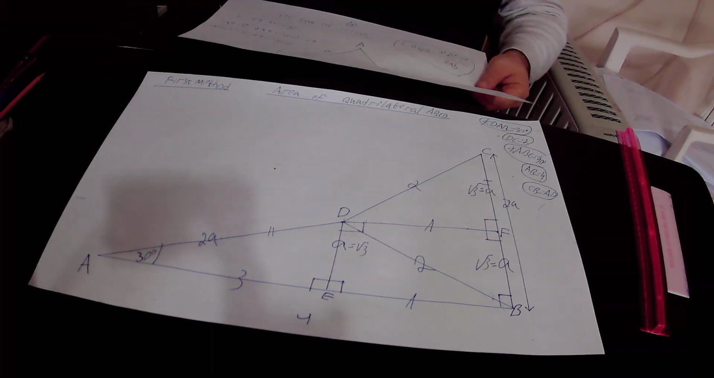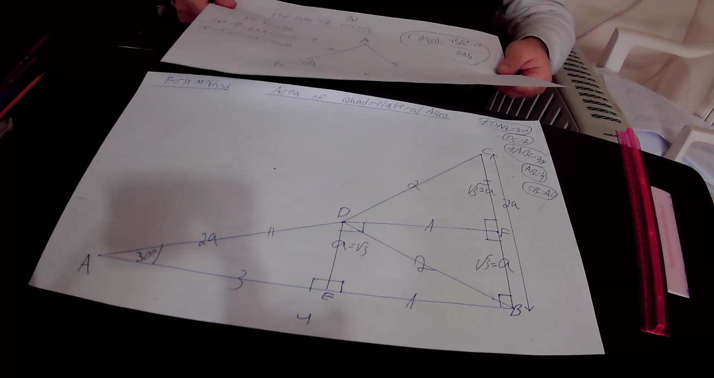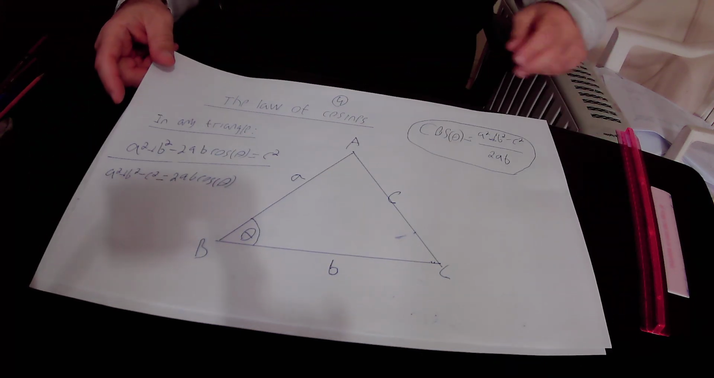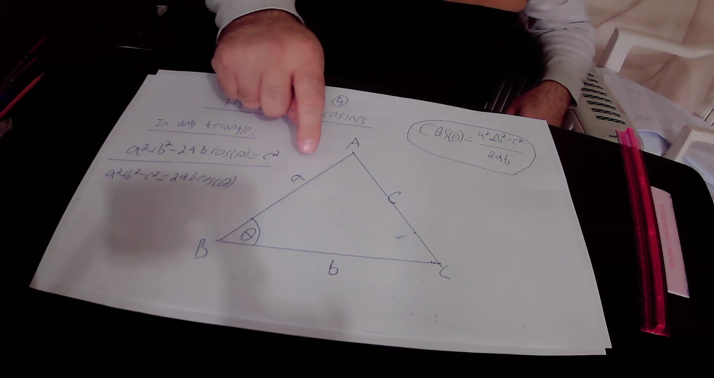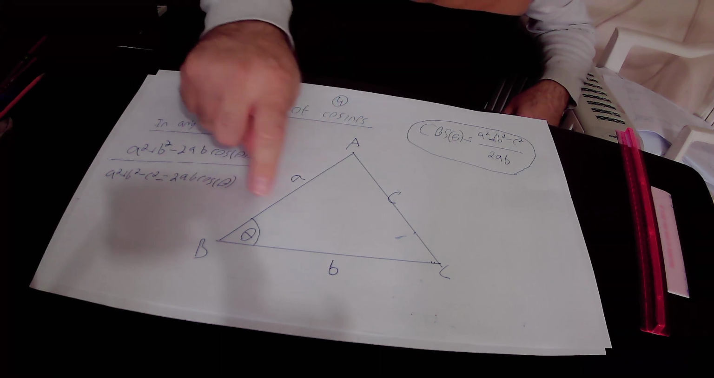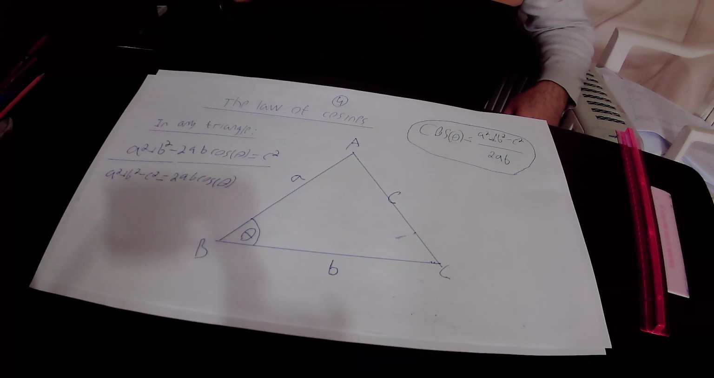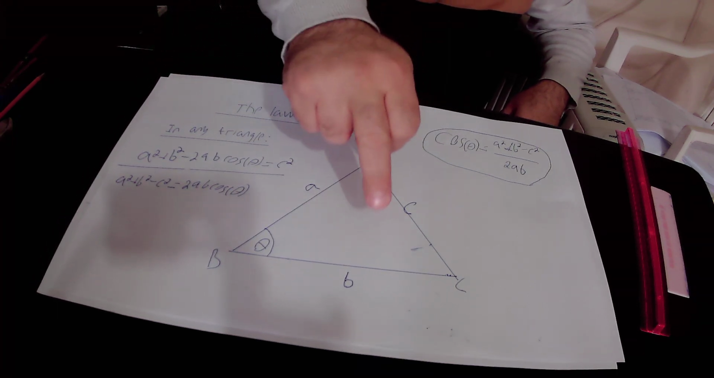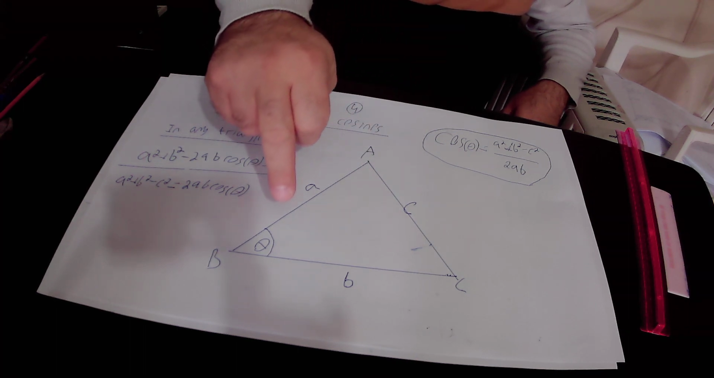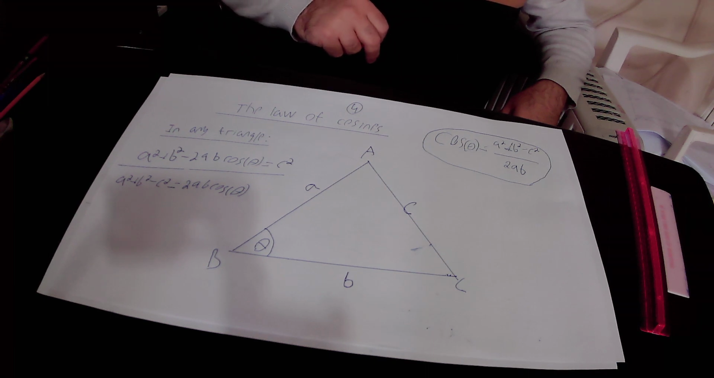Then I presented to you a new law that is actually the law of cosines. In any triangle, if A is the length of side AB, B is the length of side BC, and C is the length of side AC, then according to the law of cosines, A squared plus B squared minus 2 times AB cosine theta equals C squared.